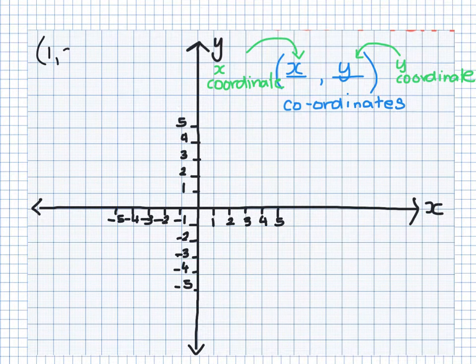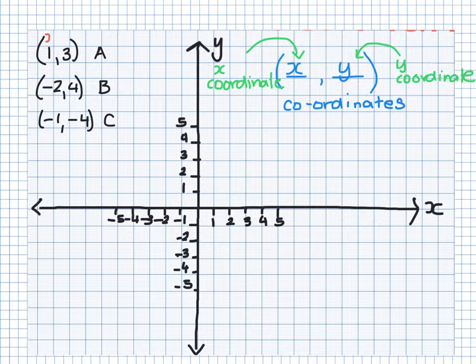So we're going to plot some points now. The first one is (1, 3). We're going to put an A there, and then (-2, 4), and we'll put a B there. Then (-1, -4), which we'll put a C there. Let's see how we go.